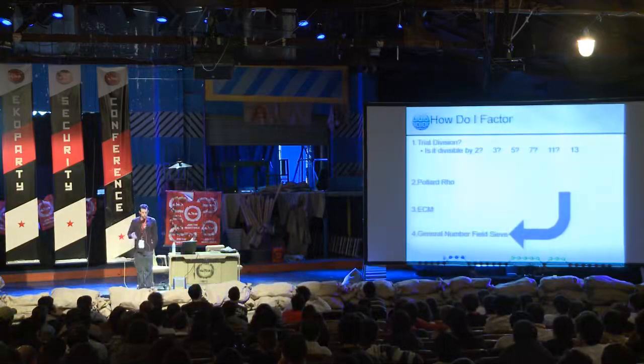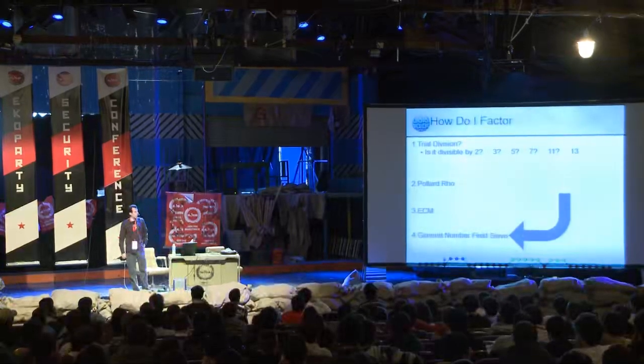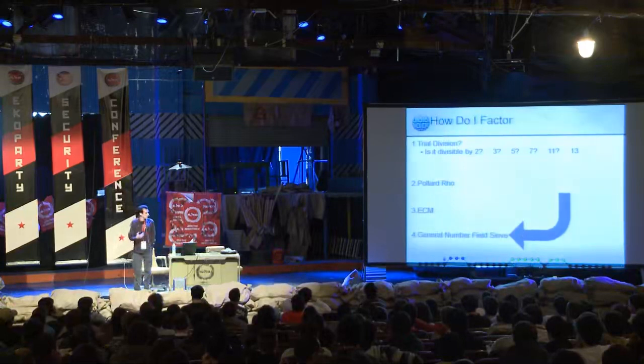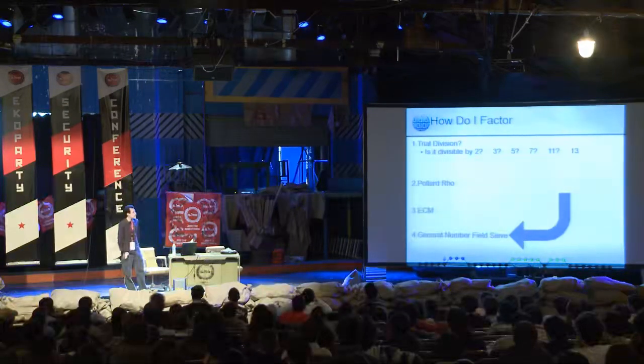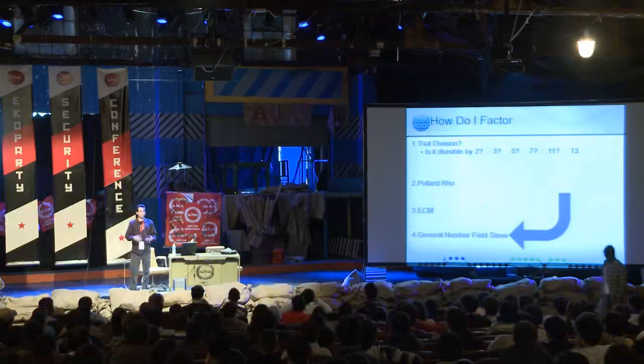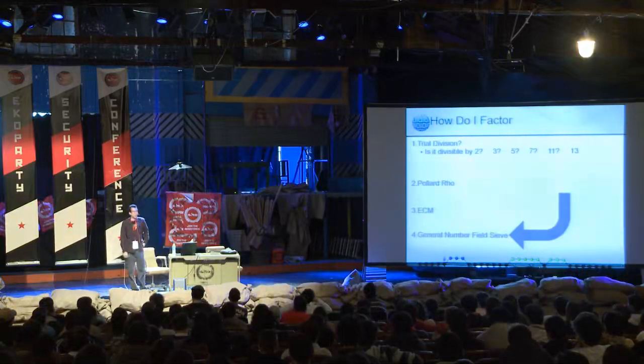So how do you factor? Breaking RSA, so RSA used in SSL or public key cryptography, the most straightforward way to break it is to factor the public modulus, the public semi-prime. And the easiest way to think about factoring is: is it divisible by 2? 3, 5, 7, 11, 13. You just try each prime.